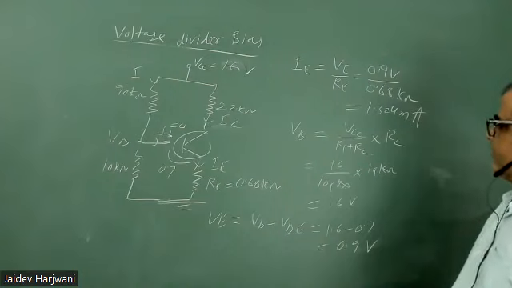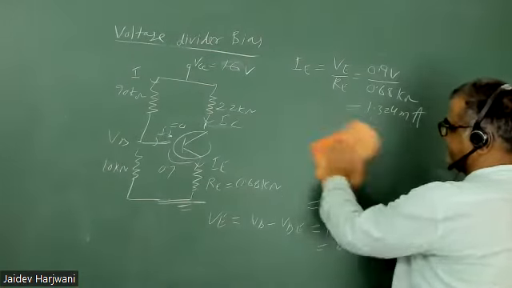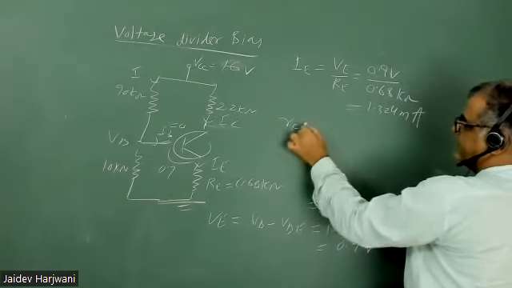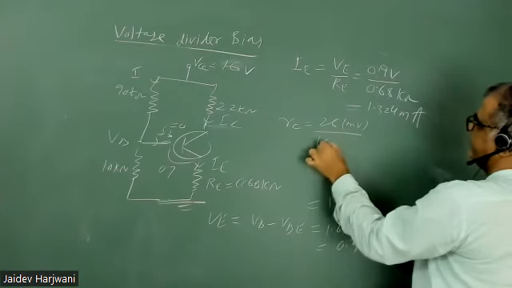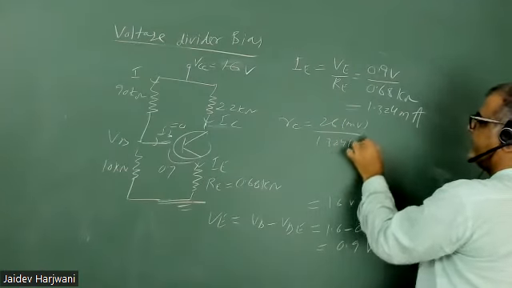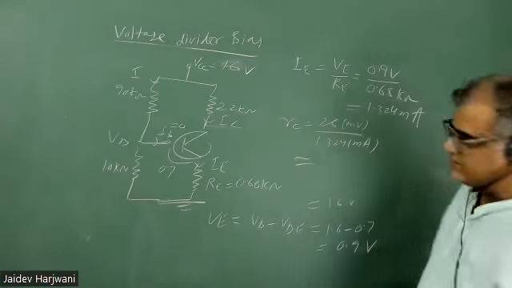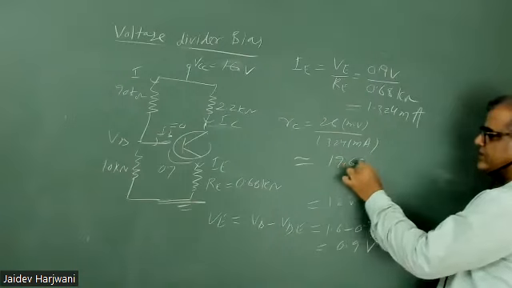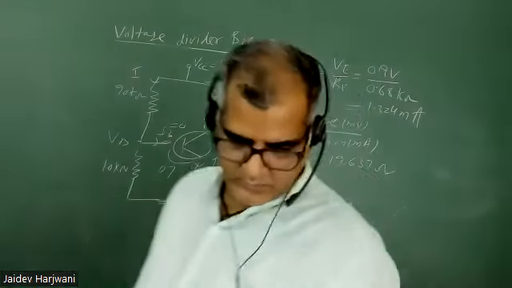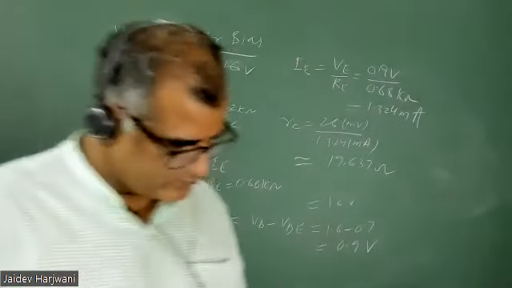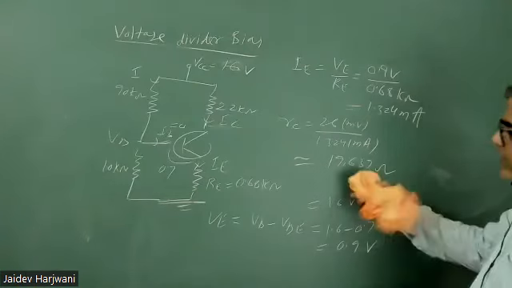Okay. So you know the IE, now you can find re. re will be 26 millivolt divided by 1.324 milliampere. I have 19.637 ohm. So now you got re.